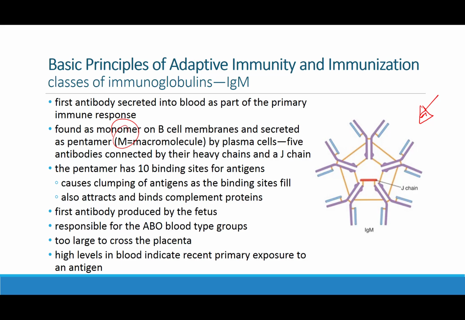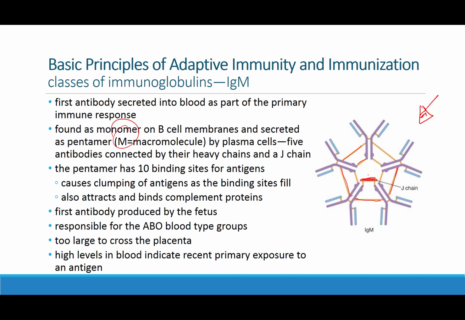by the plasma cells. So as plasma cells are making it, they bind them all together into these 5 antibody clusters. And they're connected by their heavy chains and by what's called a J chain. So here you can see the heavy chain, the purple chain, is connecting them. They're connected in this way. And then there's a J chain that closes it together.